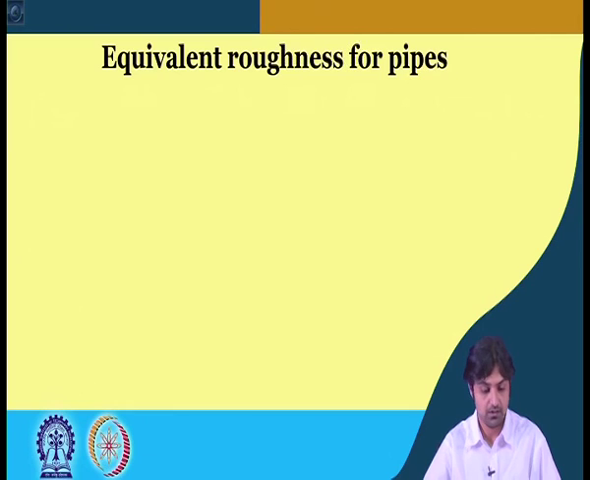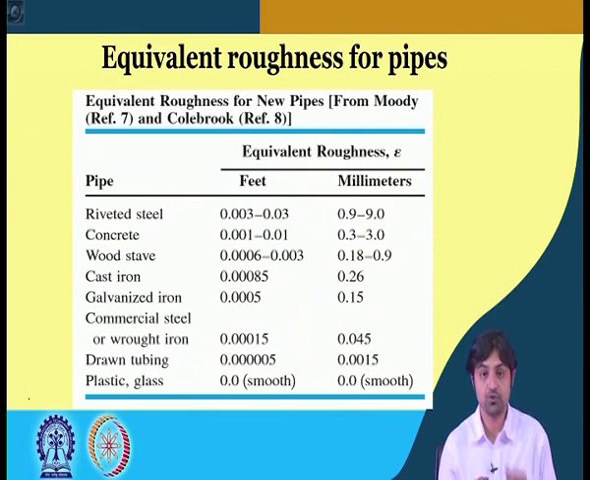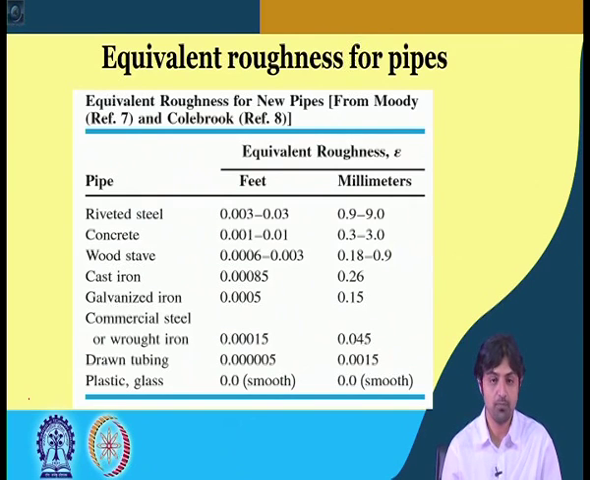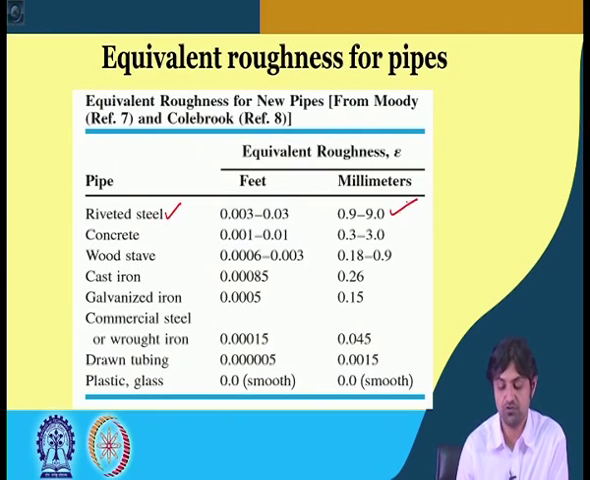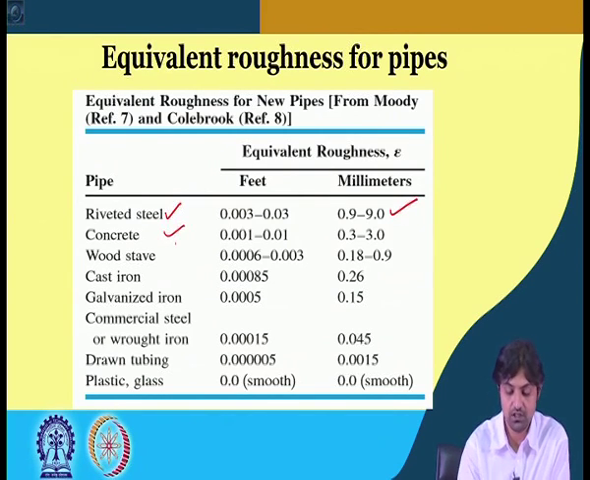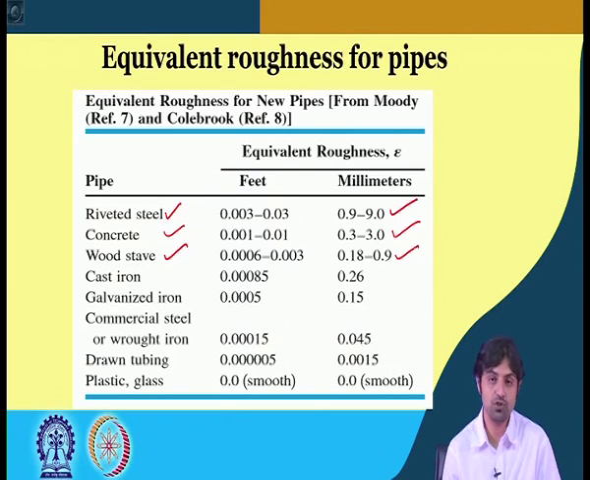Moving ahead. Before we close this class, I would like to discuss what the equivalent roughness for the pipes, epsilon, is. So epsilon is a material property, and this epsilon can be obtained for practical purposes from tables like this. Here it is given that for riveted steel epsilon varies from 0.9 to 9.0. Concrete it is 0.3 to 3.0, and wood stave for example 0.18 to 0.9. So for every type of pipe a corresponding epsilon will be given to us.